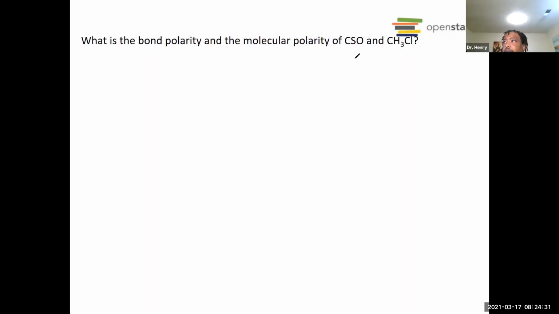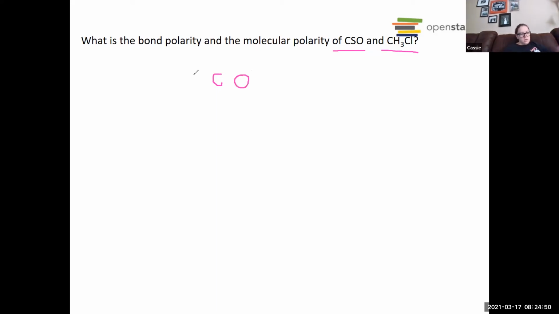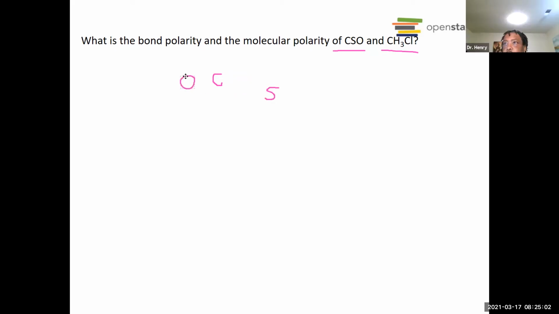So if we're drawing the chemical structure for these guys, what would the Lewis structure look like? Carbon in the center, and then oxygen and sulfur on the sides. We have 4 valence electrons for carbon and 6 for both oxygen and sulfur.